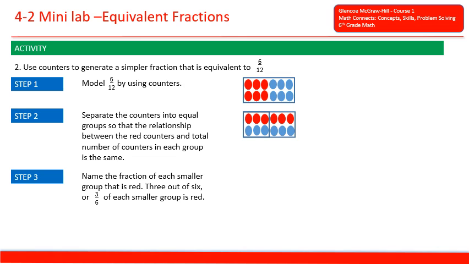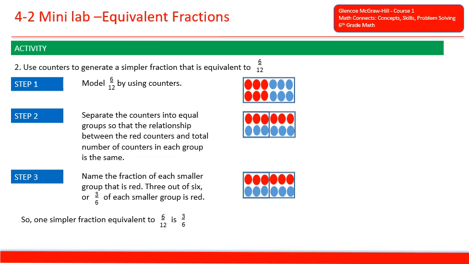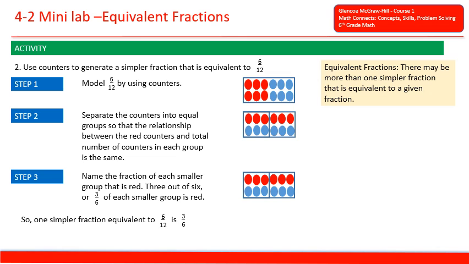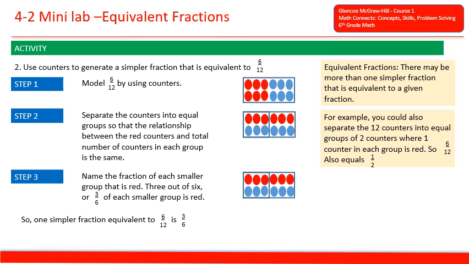In step 3, name the fraction of each smaller group that is red. 3 out of 6, or 3/6 of each smaller group is red. So one simpler fractional equivalent to 6/12 is 3/6. Equivalent fractions. There may be more than one simpler fraction that is equivalent to a given fraction. For example, you could also separate the 12 counters into equal groups of 2 counters where 1 counter in each group is red. So 6/12 also equals 1/2.